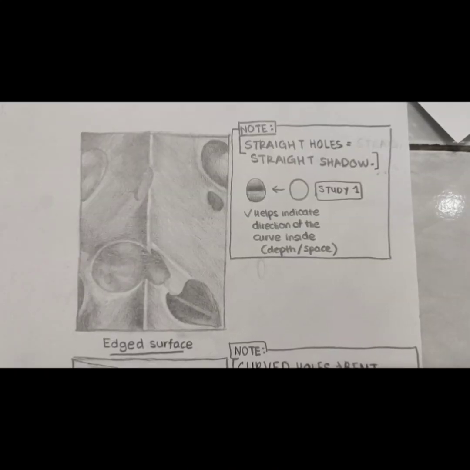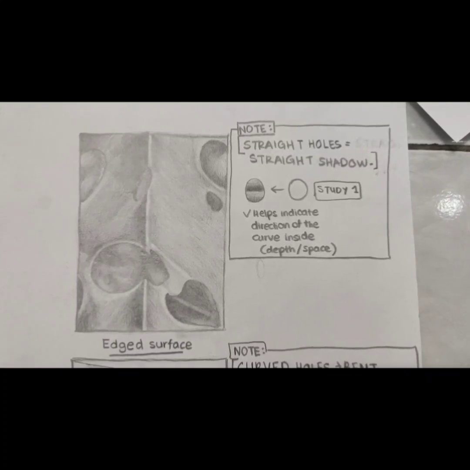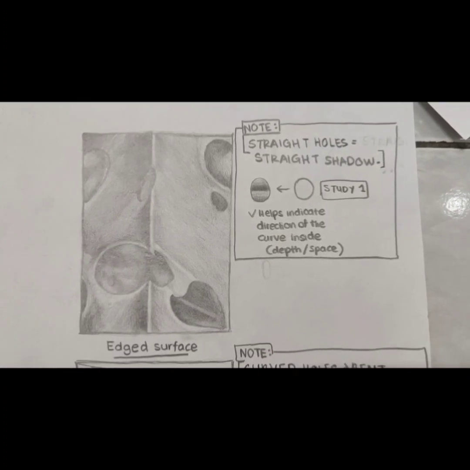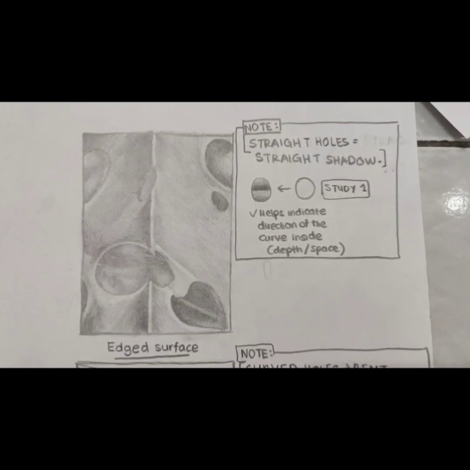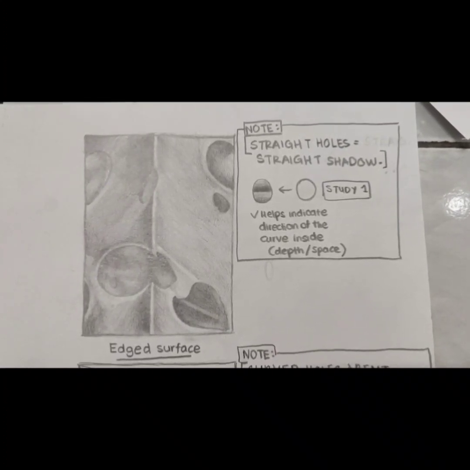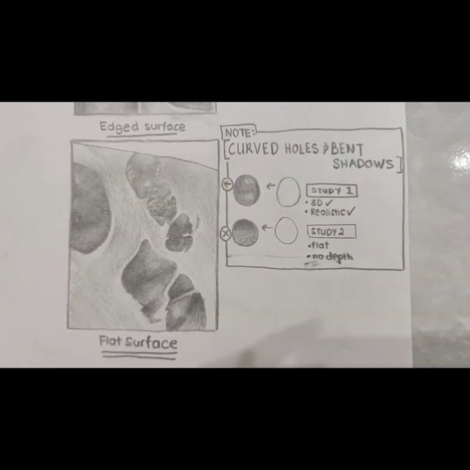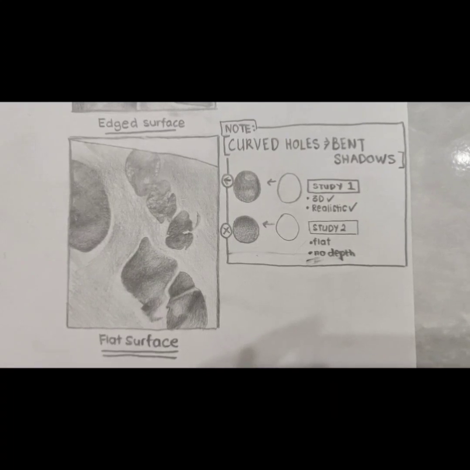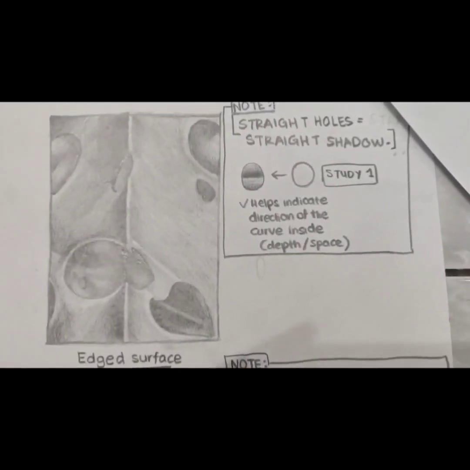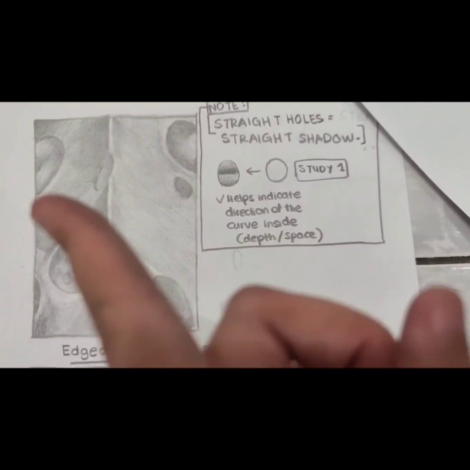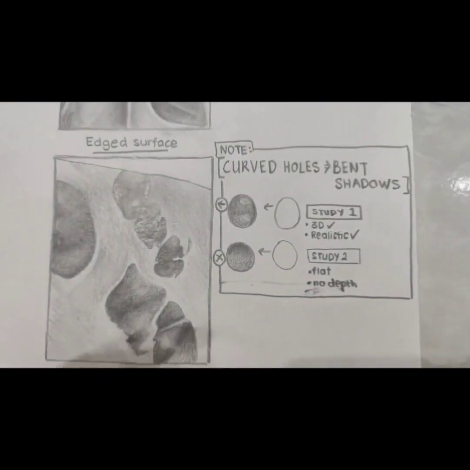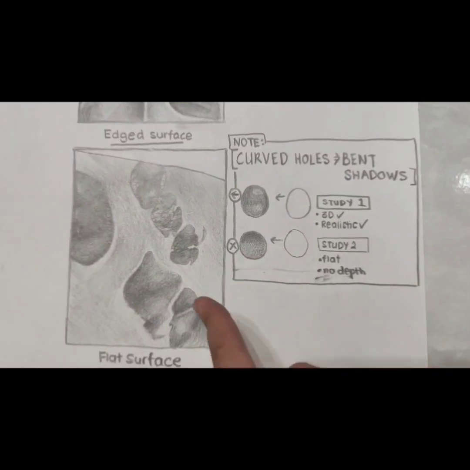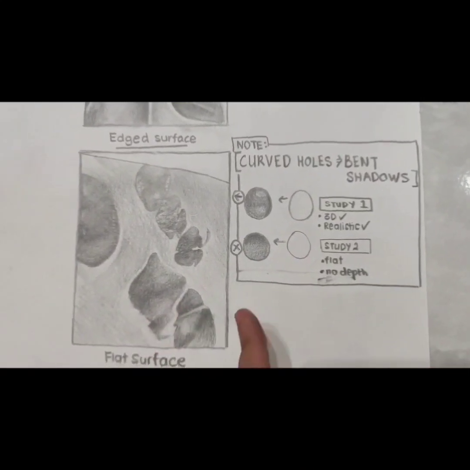First characteristic on the etched surface, straight holes equals to straight shadows. In my studies from my observation from the drawing, it helps indicate the direction of the curve inside when you kind of see it through the shadows itself. Second characteristic would be on the flat surface. Curve holes equals to bent shadows. When you see from the drawing, compared to the first one, you can see the shadow just go straight up. Meanwhile, the second study, it shows that if it has irregular shapes on the flat surface, it has a bent, curved shadow when I draw it.